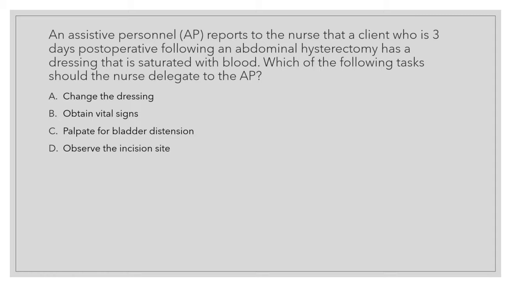Are you guys typing? I can't see. Can she check for vitals? Yes. So correct. So it's obtain vital signs. And the reason why, so changing the dressing, that's a nursing task. So whenever we change the dressing, we need to assess the wound. So we can't have aides doing assessment and we can't have aides doing education. Those are RN duties. So obtain vital signs is appropriate. Palpate, that's an assessment, as well as observing the incision site. Observe is just another way of saying assess, so they can't do that.